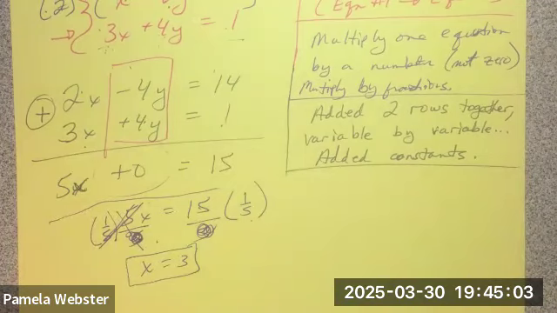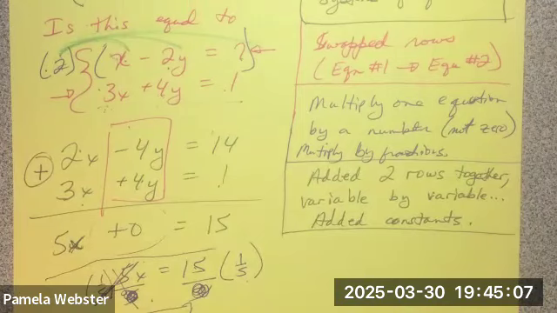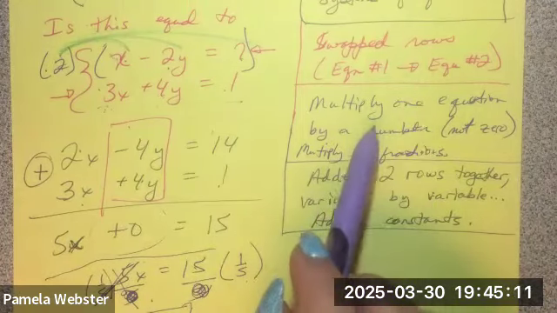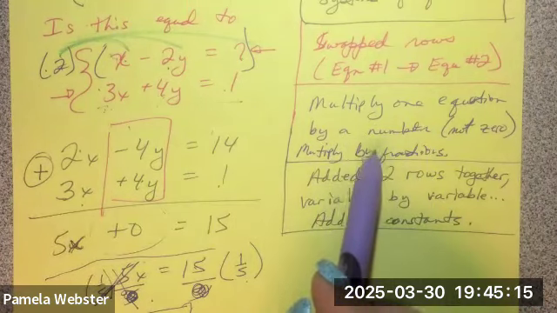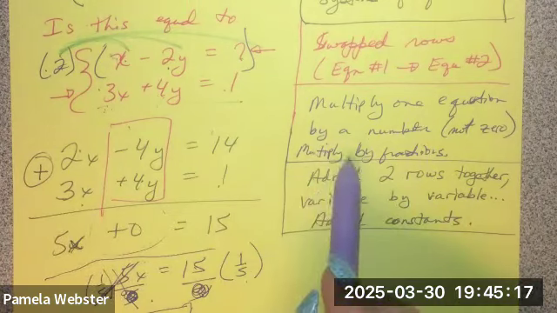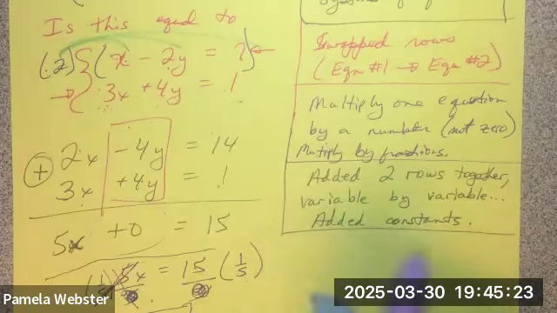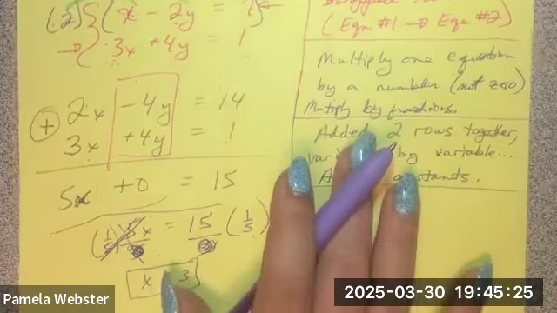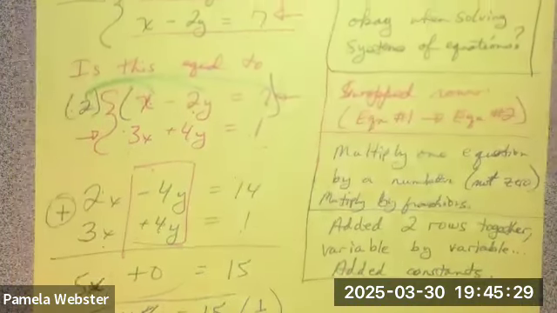Okay, so these are the 3 things that I can do, and they're going to be called row operations as I move forward. I can swap rows. I can multiply one row by a number as long as it's not 0, and that includes fractions. And I can add 2 rows together, variable by variable, and adding the constant to the constant. Okay, so that's what I've got. I came up with x equals 3. I'm not finished with this one.